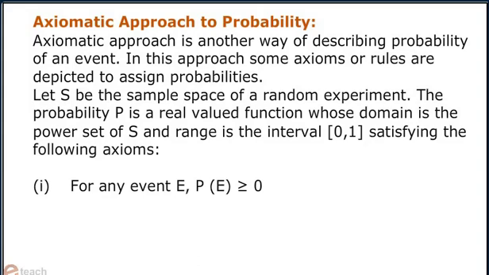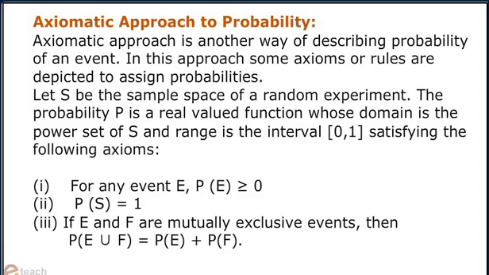1. For any event E, probability of E is greater than or equal to 0. Number 2. Probability of S is equal to 1. And number 3. If E and F are mutually exclusive events, then probability of E union F is equal to probability of E plus probability of F.